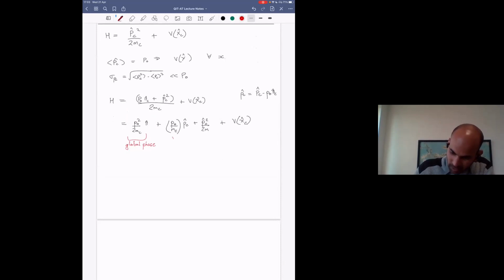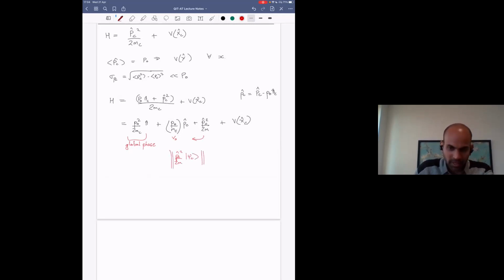The second term is actually what we considered first. This is just v naught. So the second term is our Hamiltonian that we were looking at earlier. It's just a speed factor times the momentum. And the third term is much smaller than the second one. So Pc squared on 2m. And when I say smaller, I mean the effect of acting on the state of the clock.